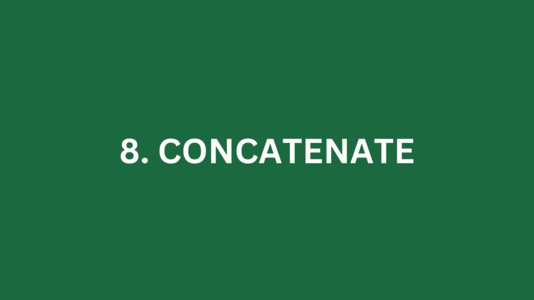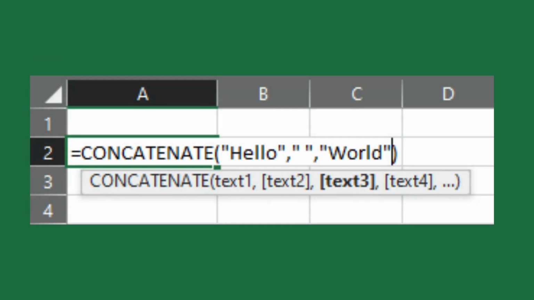Number 8. CONCATENATE joins multiple text strings into one. For example, equals CONCATENATE, double quote, hello, double quote, space, double quote, world, double quote, combines the text strings into hello world. Number 9. DATE creates a date value using year, month, and day components.